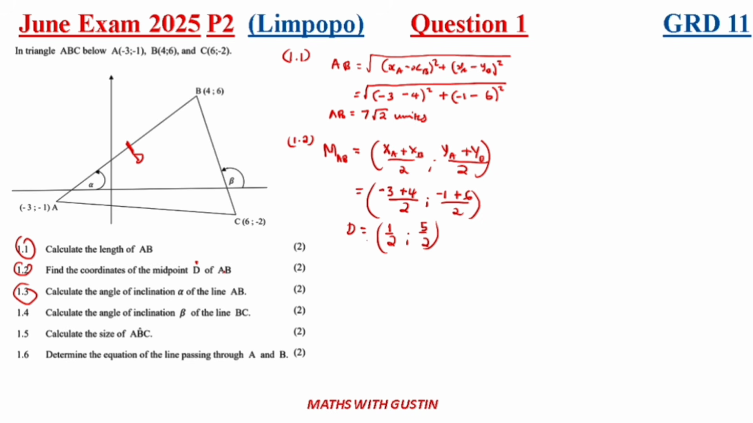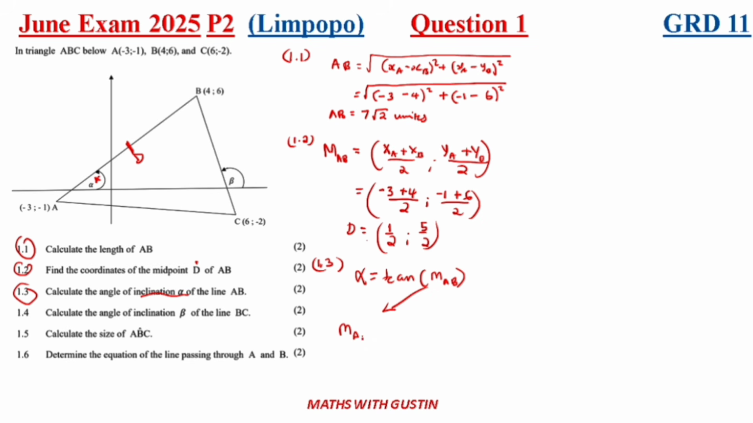And then they said calculate the angle of inclination of line AB, which is this one right here. Remember, the definition of angle of inclination says this is the angle that the line makes with the x-axis. So by definition, how do we get that? We get that by saying the angle of inclination, which in this case will be alpha, is equal to tan inverse of the gradient of the line we're referring to, so the gradient of AB.